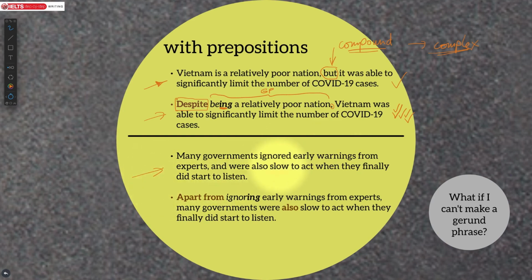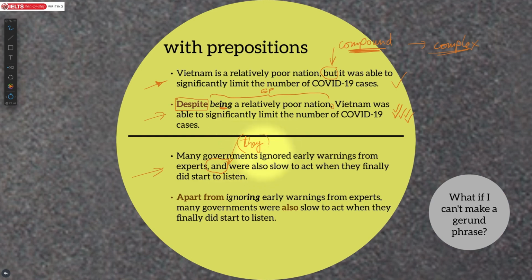Similarly, we can have a look at this here. Many governments ignored early warnings from experts, and, a basic compound sentence with and, were also, we could put they here, but we don't need to repeat the subject. And they were also slow to act when they finally did start to listen.